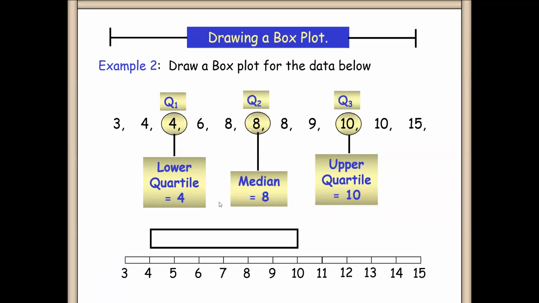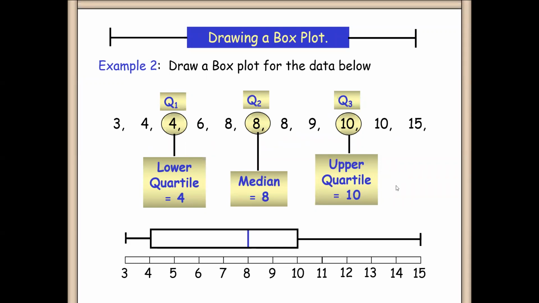So it's very clear. When you draw a box, your box needs to be drawn from 4 till 10. And then your median is going to sit at 8. And then from there, we're going to get our whiskers coming out. The whisker is going to your minimum 3, and it's going to a maximum 15. And there's our box and whisker diagram.